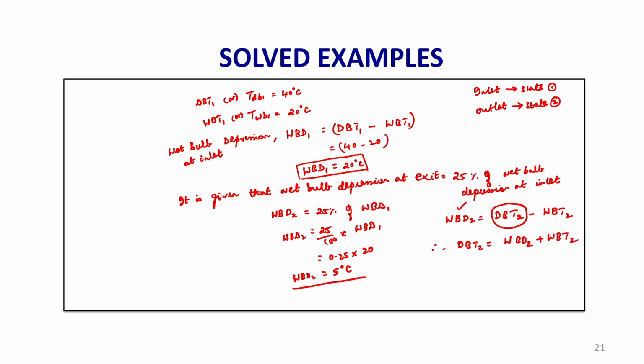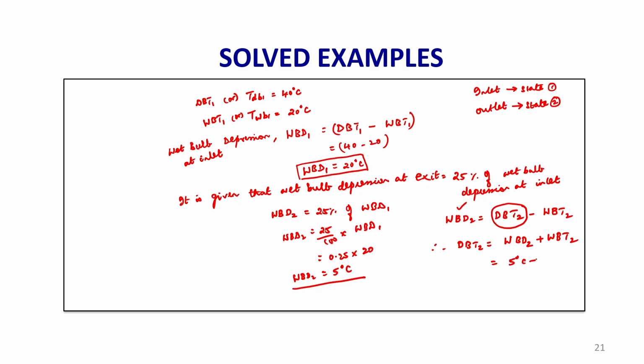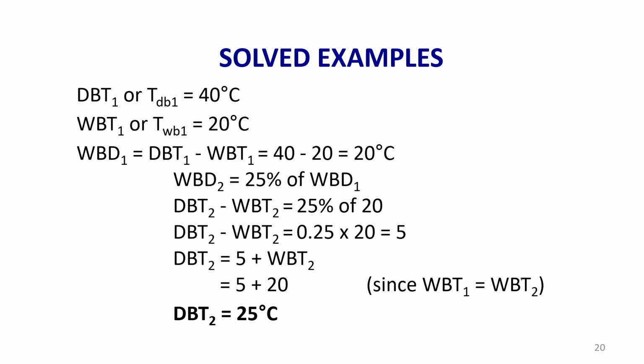Okay. Now, for this process, the wet bulb temperature is the same. For the process which is given, there is no change in the wet bulb temperature. So, this is 5 degree centigrade, and wet bulb temperature 2 is nothing but wet bulb temperature 1. Wet bulb temperature 1 is given as 20. So, the dry bulb temperature of the air at the exit of the air washer is 25 degree centigrade. So, that completes the problem.